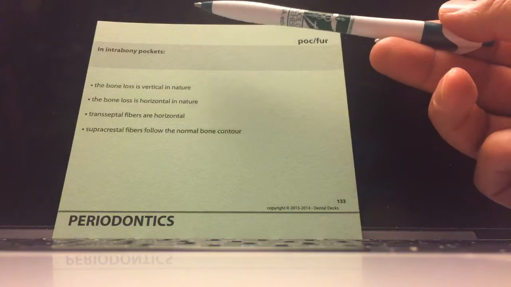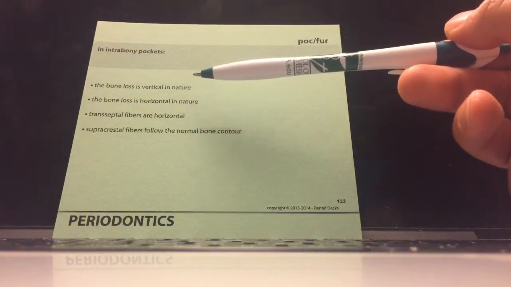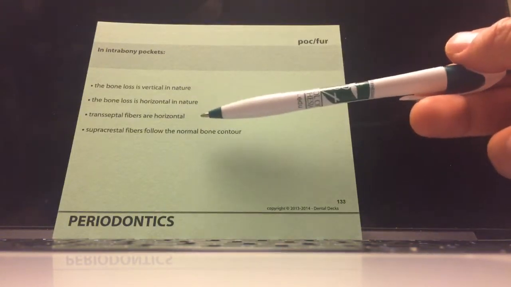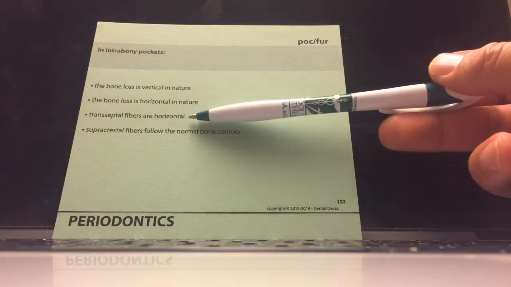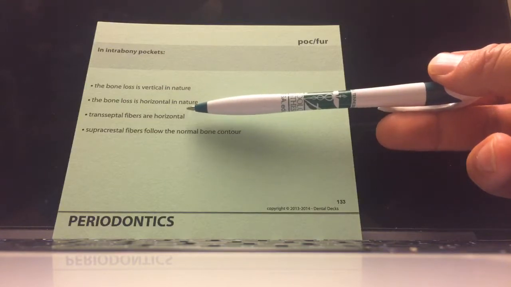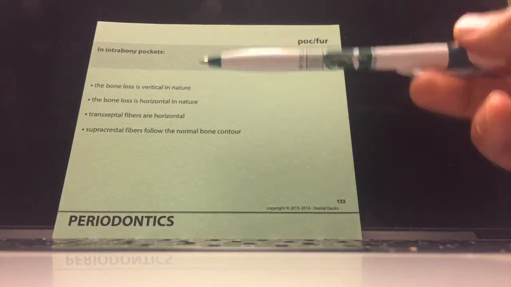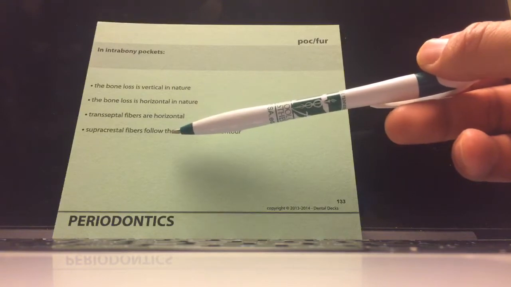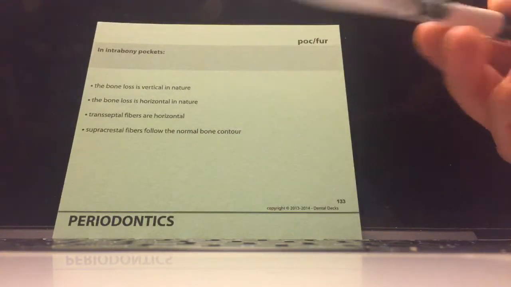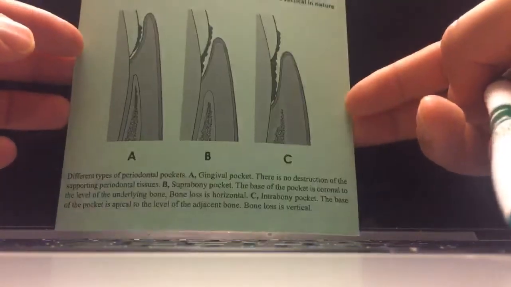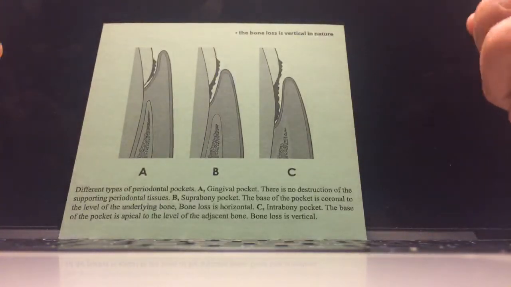And in intrabony, they're vertical. The transeptal fibers are horizontal. No, this is not true. The transeptal fibers are horizontal in the suprabony defect, in which the bone loss is also horizontal. So the intrabony pocket will have a vertical loss. So the supracrestal fibers follow the normal bone contour. So 1 and 4. Well, no, 4 wasn't, but here is the answer.